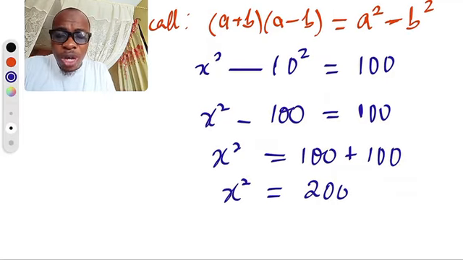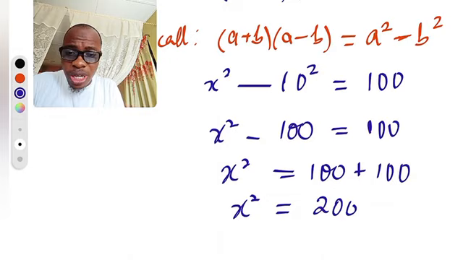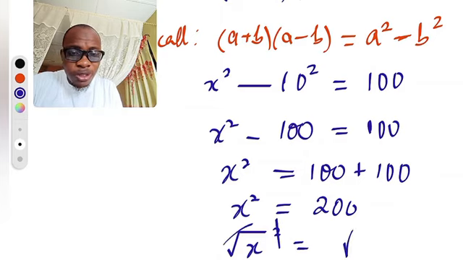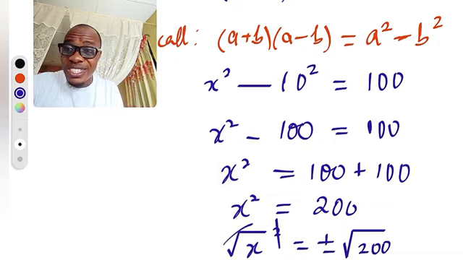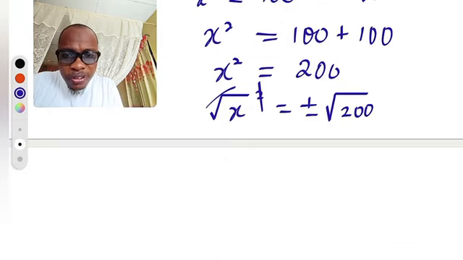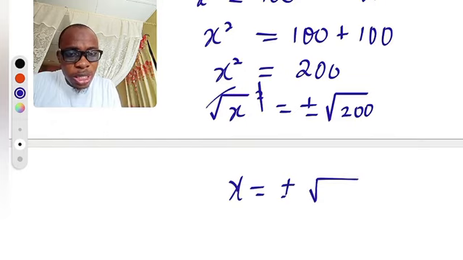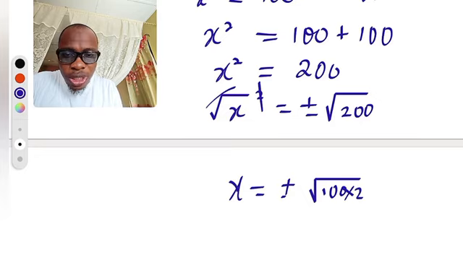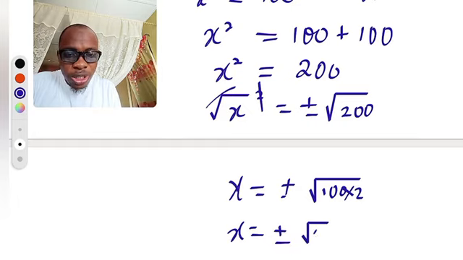So moving on, we're going to take the square root of both sides. We see that the square cancels here, then we have the square root of 200, and we have both positive and negative. So x is going to be plus or minus the square root of 200. This 200 can be 100 multiplied by 2. Then we have x equals plus or minus the square root of 100 multiplied by the square root of 2.